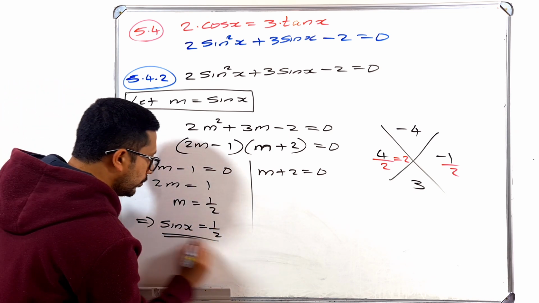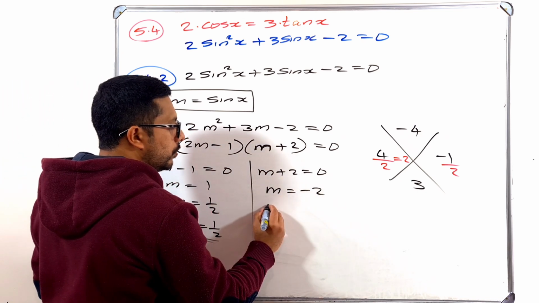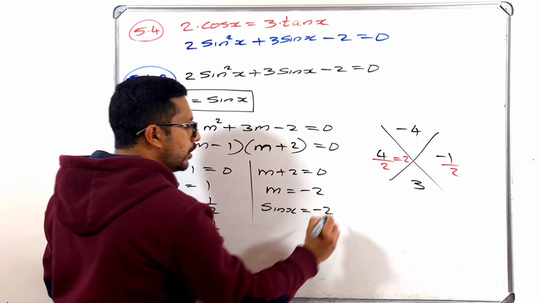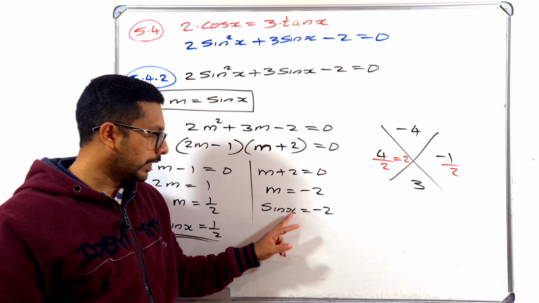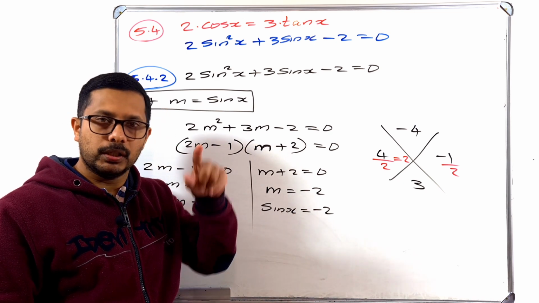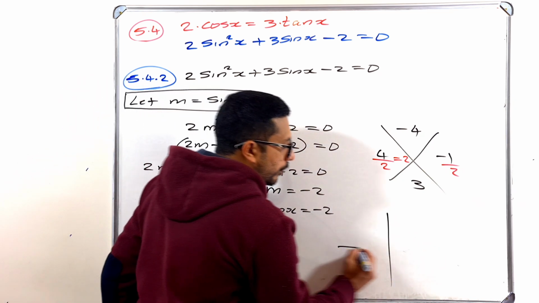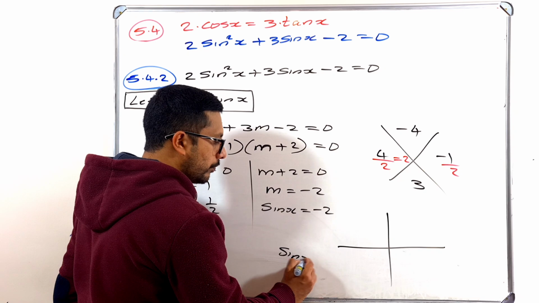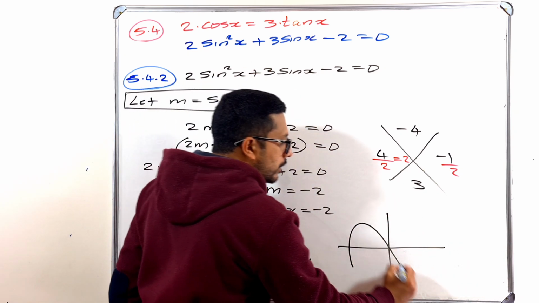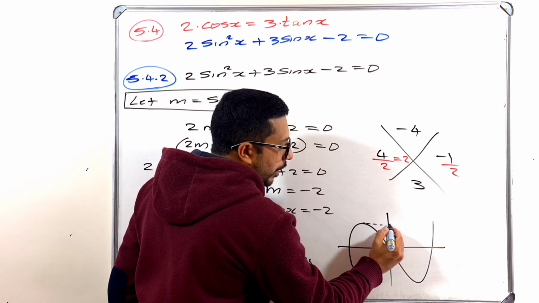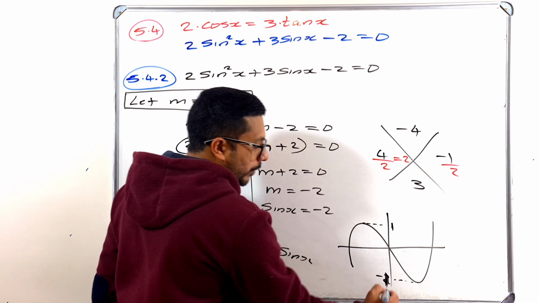There we got one solution. Sin x is half. Then from the other factor, m is minus 2. Sin x is equal to minus 2. So do you think you will get an answer for x here? No, because the value of sin x is from minus 1 to 1. If I draw a normal sin x graph, not one with a shifting or horizontal movement, you can see that the maximum value is 1 and the minimum value is not minus 2, it is minus 1.